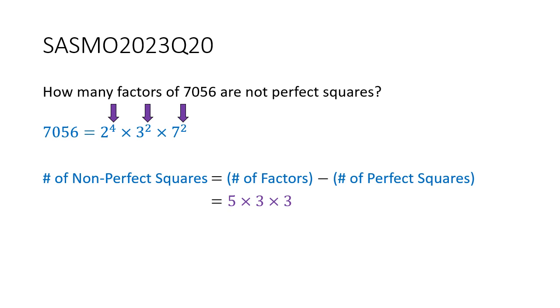Next, for the perfect squares, we'll repeat the same process, except that now the exponents have to be an even number. This gives us 3 possibilities for 2. So the prime factor 2 either is 2 to the power of 0, 2 to the power of 2, or 2 to the power of 4. So 3 possibilities. For 3, the prime factor 3 can either be 3 to the power of 0 or 3 to the power of 2. So that's 2 possibilities, and same goes for 7 squared. You're either no 7s or 7 squared. So I subtract that, the final answer will be 33.